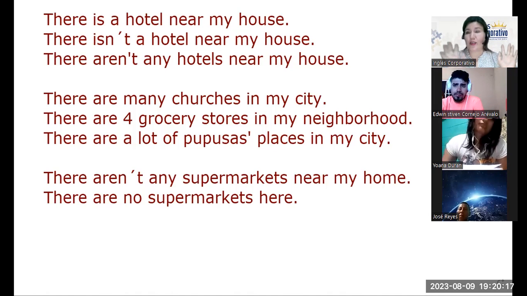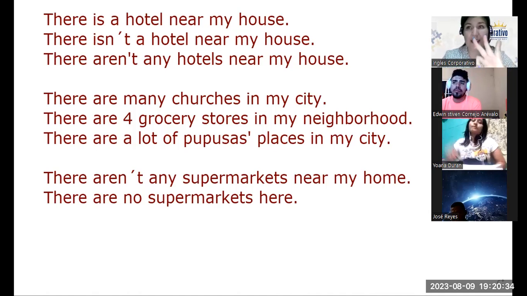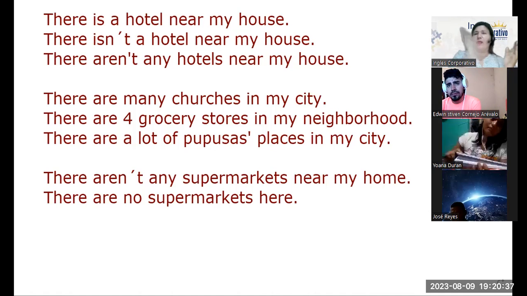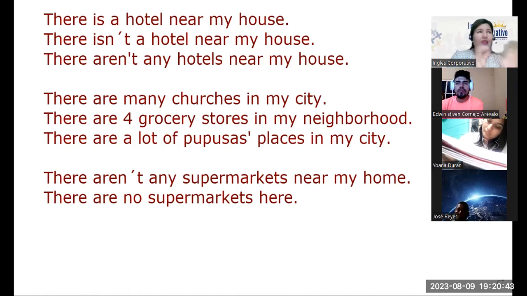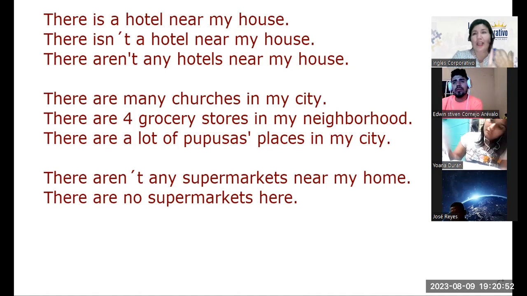Hágalas todas negativas, si no hay nada. Pero si hay diferentes cosas, como Mexican restaurant, pupusas place, a mall. So, give me examples of this. Think about your neighborhood. And I need you to write three examples. Write three sentences basing on your neighborhood and the things that you have there. Okay? Piensa en su colonia. Salga ahí a la puerta si quiere, a ver, para recordarse. And write three sentences. Affirmative, negative, interrogative. Any. No, interrogative no, porque no se las he enseñado. Affirmative or negative.